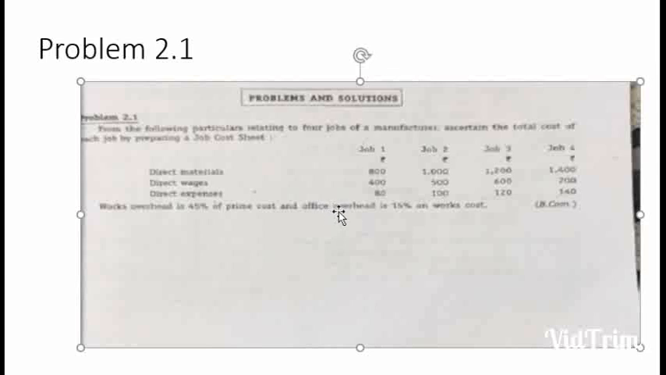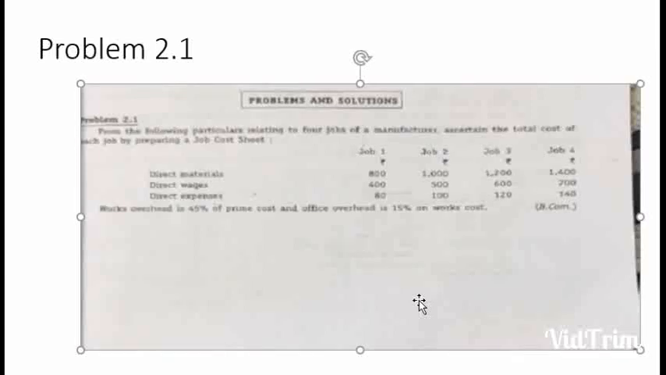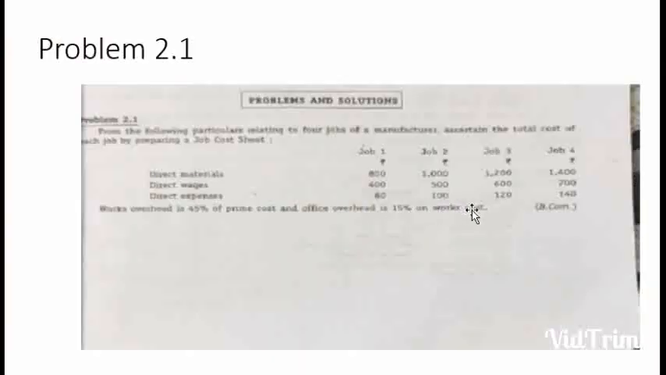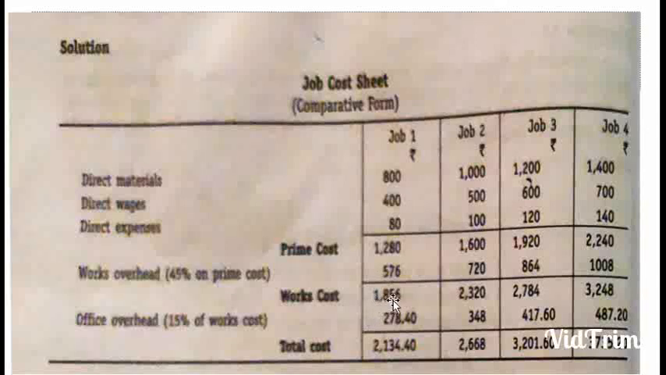We found out that next is office overhead, which is 15% on works cost. Yes, your office overhead is also given, which is 15% on works cost. You have your works cost here, which is 1856 for job 1, 2320 for job 2, 2784 for job 3, and 3248 for job 4. So how much is your office overhead, which is stated in the question? It is 15% on works cost. So what is the works cost? 1856, 15% of it is office overhead.